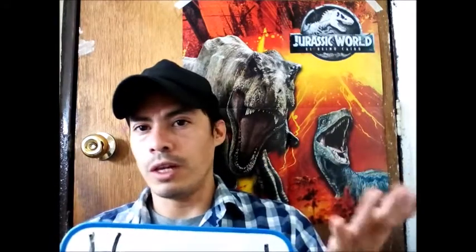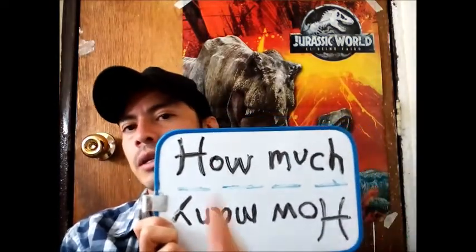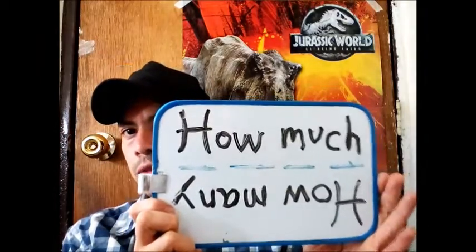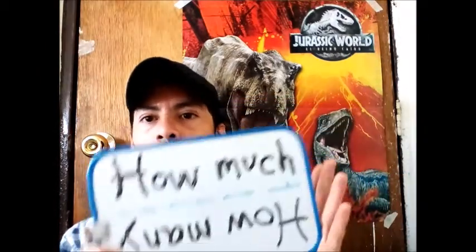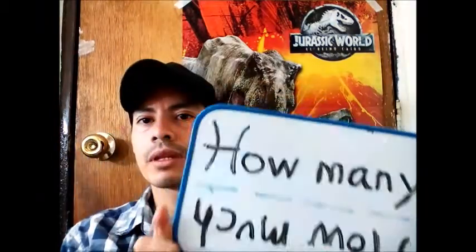Or how much sugar do you need? How much water do you need? That's another question. Now notice, I'm using how much and then the verb, and then the question. How much sugar do you need? How much water do you drink every day? How much? Now, let's go to the next one.